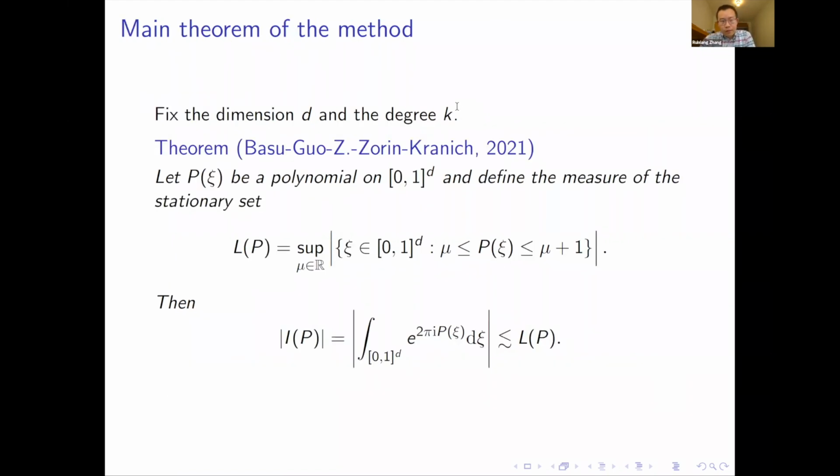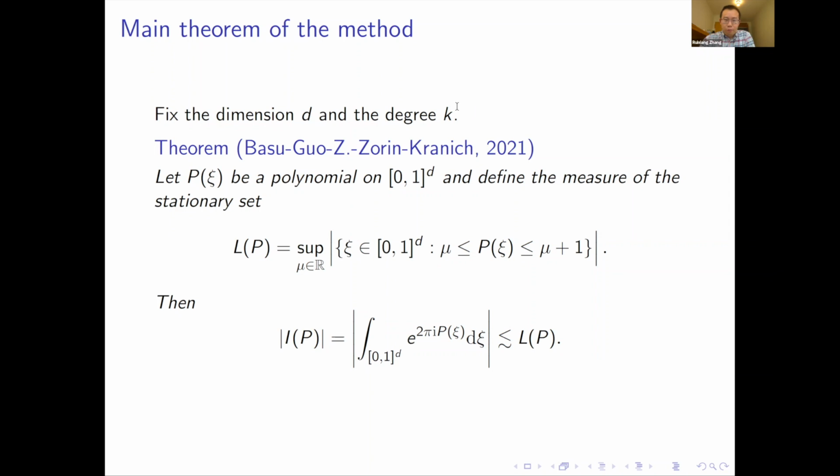So now you fix the dimension, say 5, and the degree, say 100, and you have this theorem. You can see that it's a simple inequality. On the left-hand side, you have this oscillatory integral. And on the right-hand side, you have something defined by geometry. Actually, when we gave it a name, we were inspired by the method of stationary phase. So we call these stationary sets.